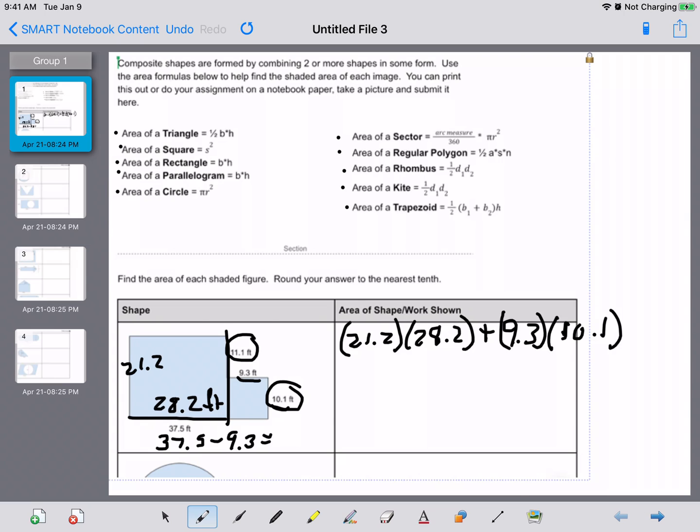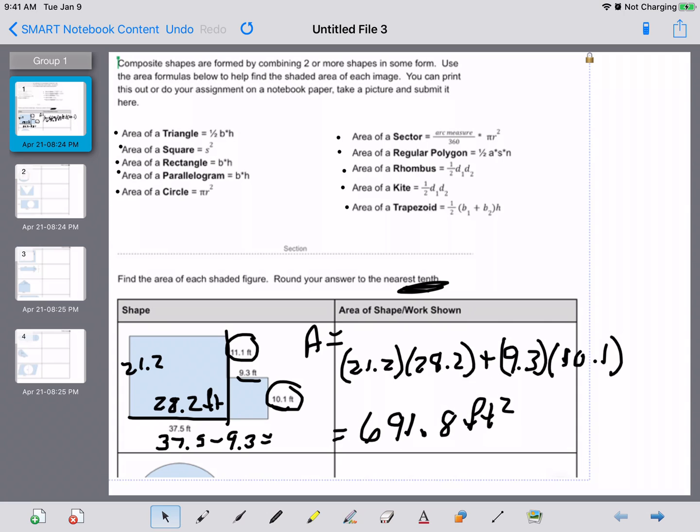Now I'm going to take my calculator and multiply those together: 21.2 times 28.2 plus 9.3 times 10.1. Now I get 691.7, and they say round to the tenth. So my area is 691.8 feet squared.